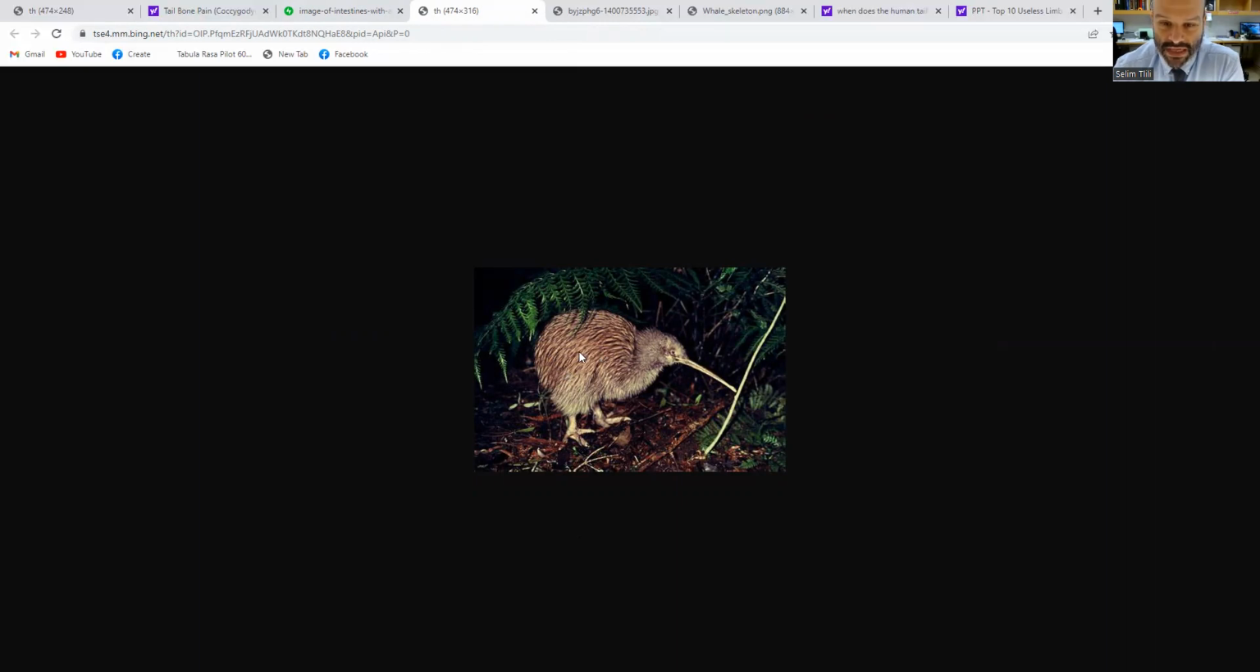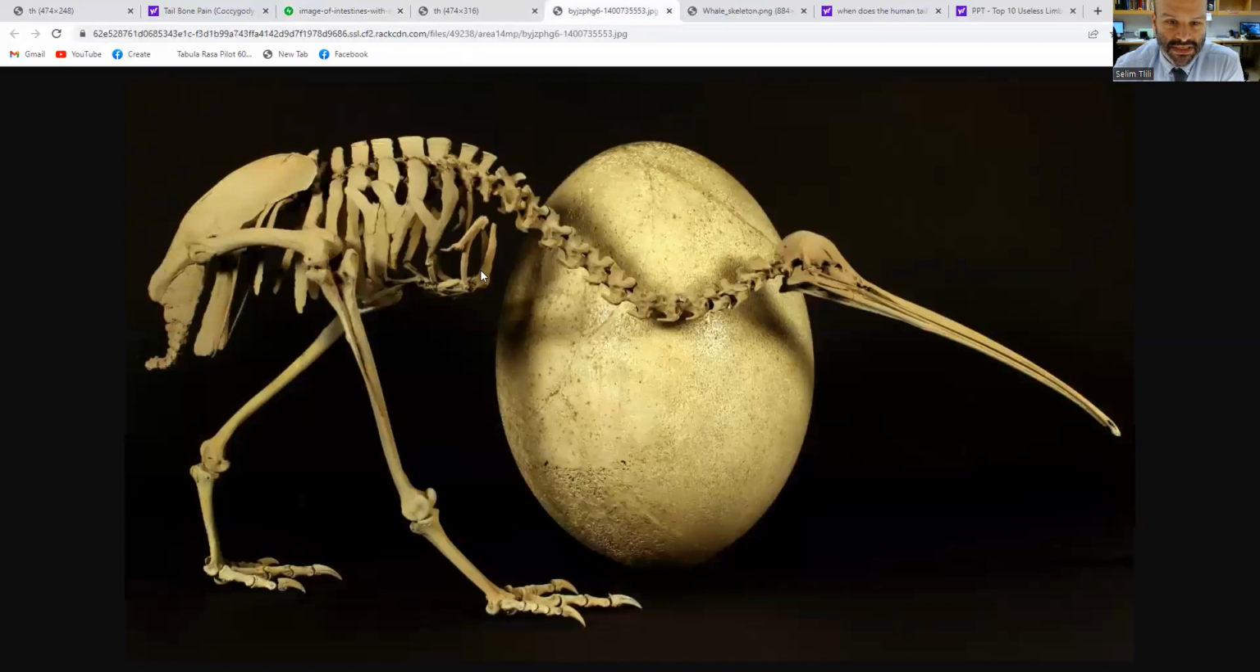It does not have wings, which isn't to say that it doesn't have wing bones. It does, which you can see if you look really closely here. You can see that there are these vestigial wing bones underneath the flesh of the Kiwi bird.